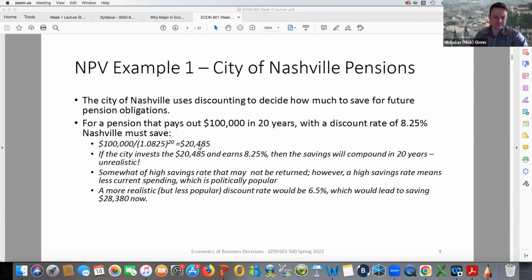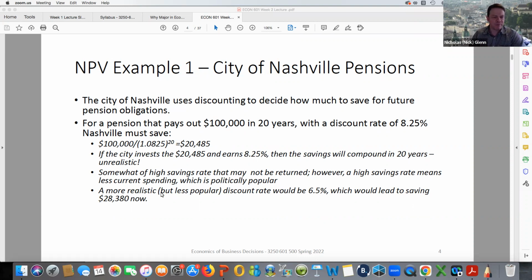So if the city invests $20,485 and it earns 8.25% on whatever it invests in, then the savings will compound and you'll have 100,000. This is kind of unrealistic. This is a really high return. Maybe it's not really that realistic, but a lot of times it's popular for this to be the case. Why is that popular? Because you have to spend less now currently. You have to save less and put away less if you figure for this higher amount of return.